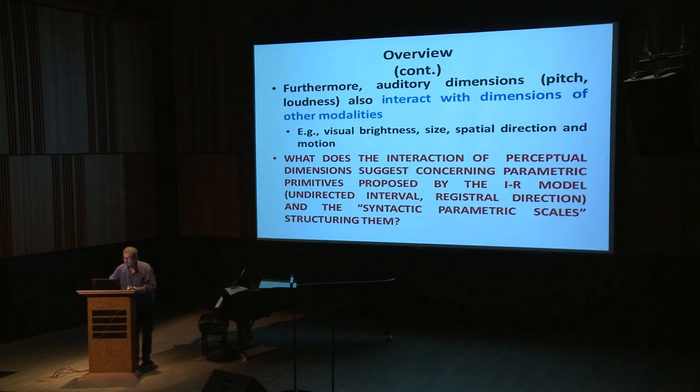And we also know that auditory dimensions interact with dimensions of other modalities, like space and motion and brightness and size and so on. So the question I'm going to ask is, what does the interaction of perceptual dimensions, both within the auditory domain and across sensory modes, suggest concerning the parametric primitives that the theory suggests, and bottom-up processing based on them?